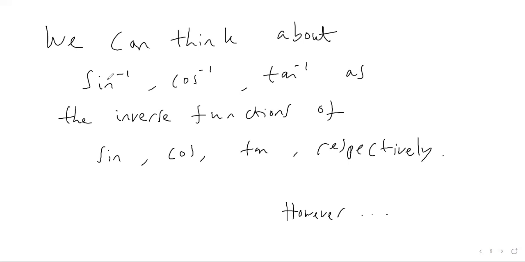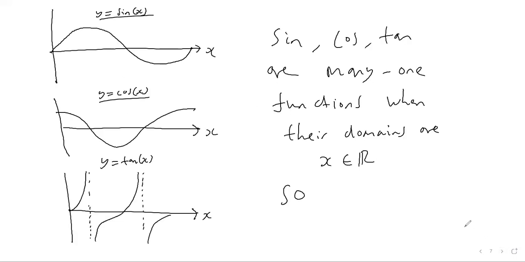So we can think about sin -1, cos -1, tan -1 as inverse functions to sin, cos, and tan respectively. However, there is an important point that we need to make about calling them inverse functions, because they're not actually inverse functions, this sin -1, this cos -1, this tan -1. So let's draw the graphs of sin, cos, tan. What do we notice? Well, sin, cos, and tan are all many-to-one functions when their domains are all of the numbers on the x-axis.